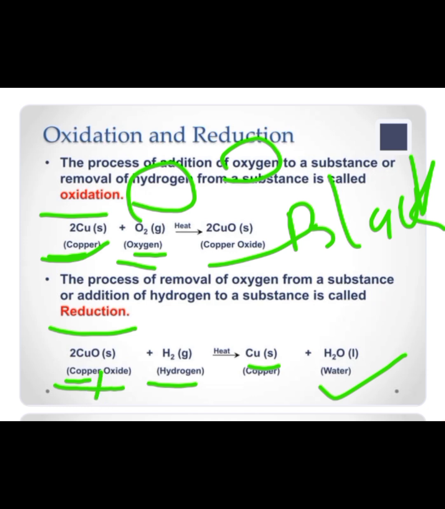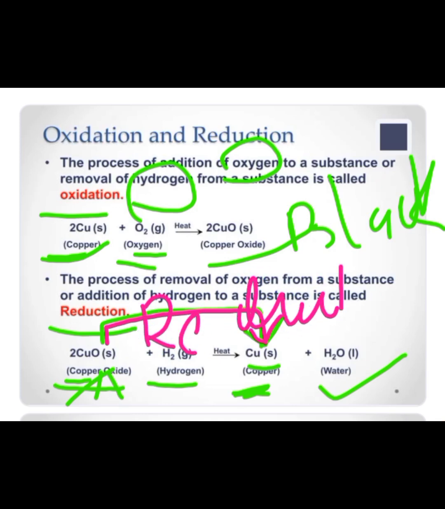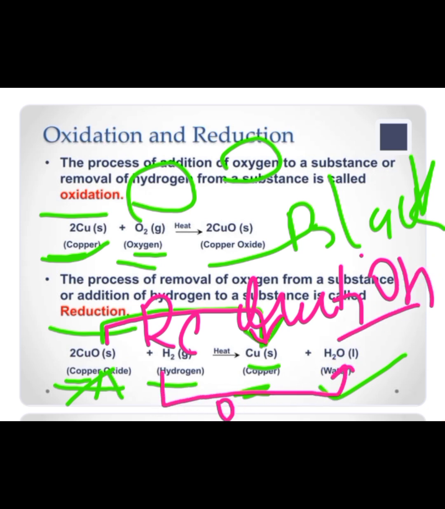So here the oxygen atom along with the copper is getting removed. So we can write it as: copper oxide changes into copper by the removal of oxygen, which gives a reduction reaction, and hydrogen combines with oxygen to give oxidation.